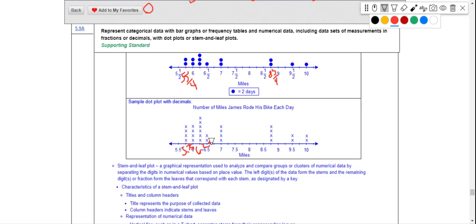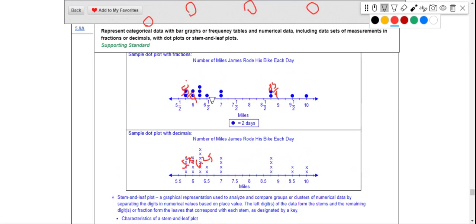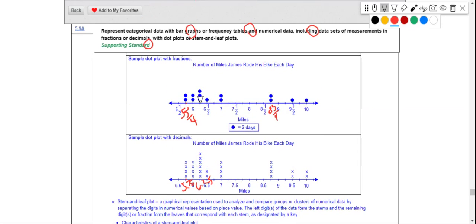6.25, which is 6 and 25/100ths. How many days did he ride his bike 6 and 25/100ths of a mile? 1, 2, 3, 4, 5, 6. Now, guess what? That's also 6 1/4. Now remember, look up here. 6 1/4 is right here.